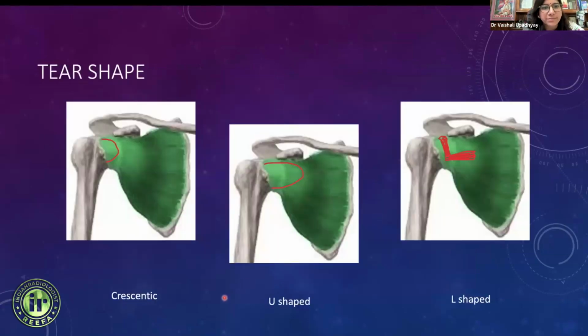Then considering shape. There are some tears which are pres­entic, there are larger U-shaped tears, and there are some L-shaped tears. Now, these L-shaped and U-shaped tears don't look good to the surgeon because primary repair, if it's done, will put these areas under tension. But if it's a small presentic tear, it looks like it will have a favorable outcome even with primary repair.